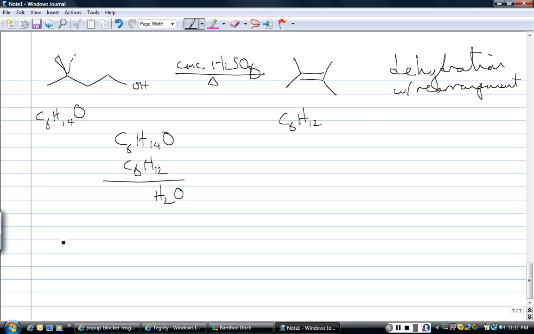In a similar fashion, if I had, let's say, this compound, and I treated it with, say, HCl, the product of the reaction would be this compound.